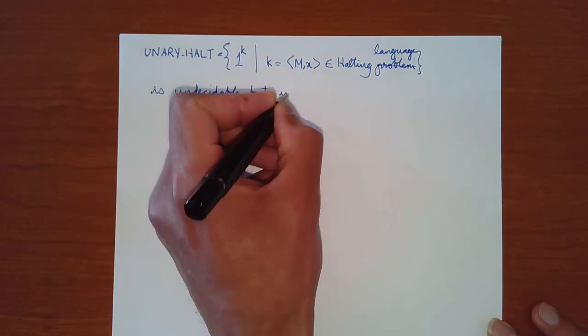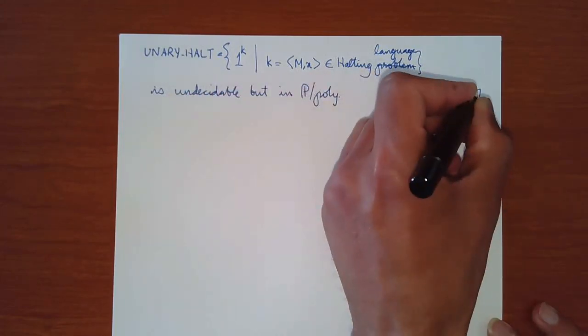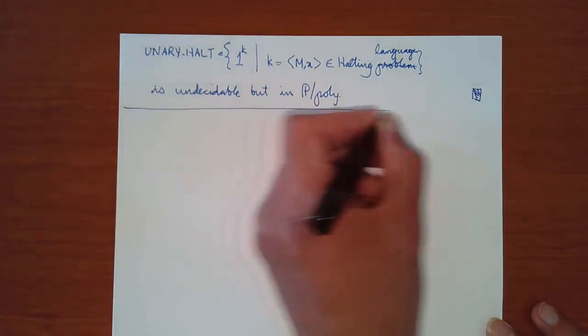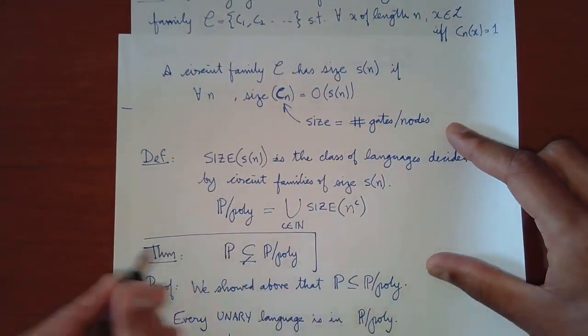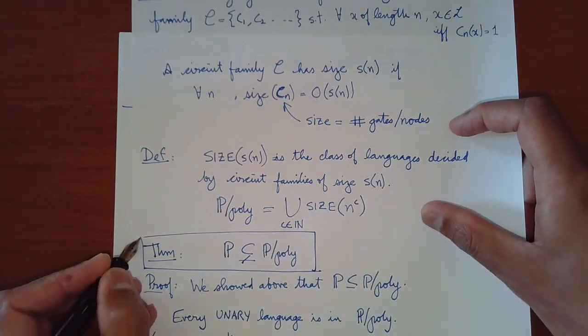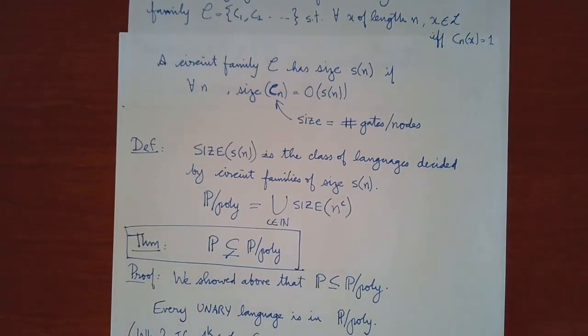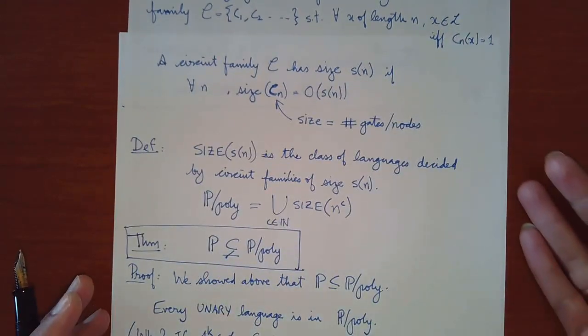But it's in p/poly. And so that completes the proof. So hence, P is a strict subset of p/poly. Okay? And again, to prove that the inclusion is non-trivial, that requires a Cook-Levin type construction.